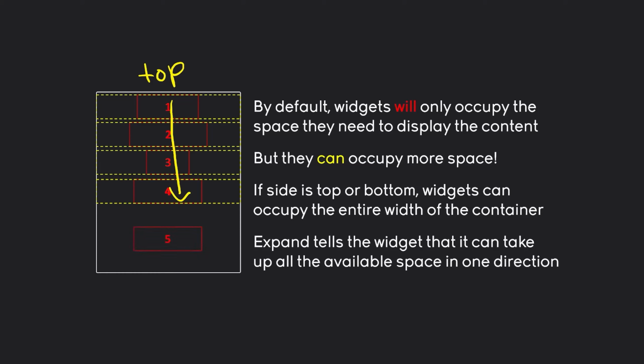For example, if we add one more widget here and set expand to true for this one, then it's going to take up the entire rest of the available space, but only in the current direction that we are working in, which is this downward direction. Meaning the widget is going to take all of the remaining vertical space, and on top of that, it is also capable of occupying the entire horizontal space.